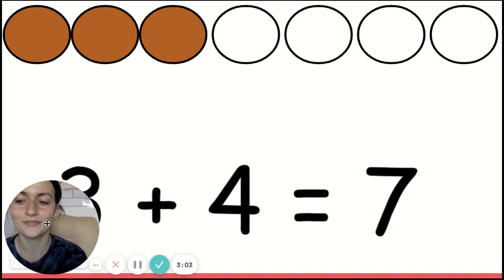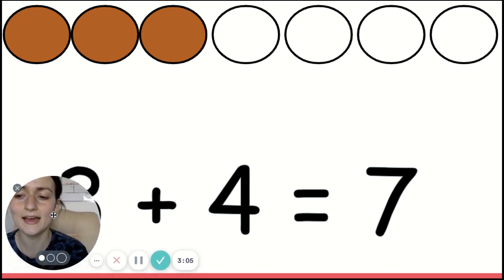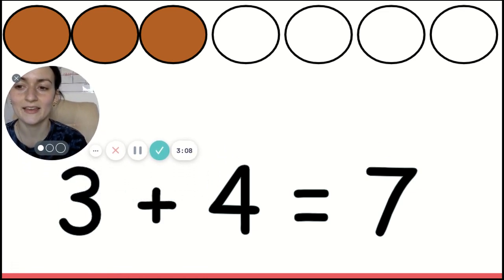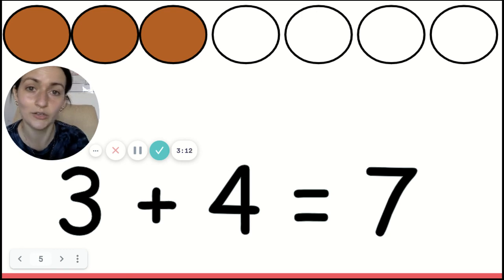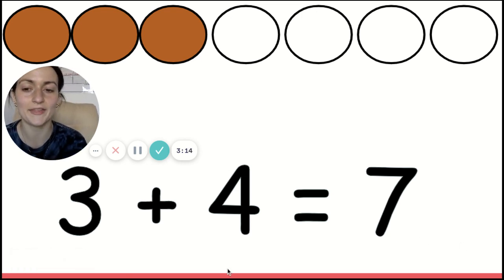Uh-oh. I'm in the way of your math. There we go. 3 in the mud, 4 that are still clean, 7 all together. 3 and 4 make 7. And guess what? We can see that that's true. 3 and 4. But all together we have 7. We have part that are muddy, part that are clean, 7 all together.